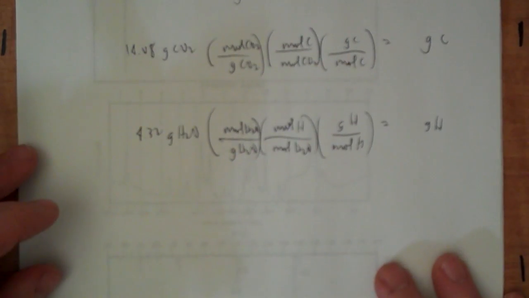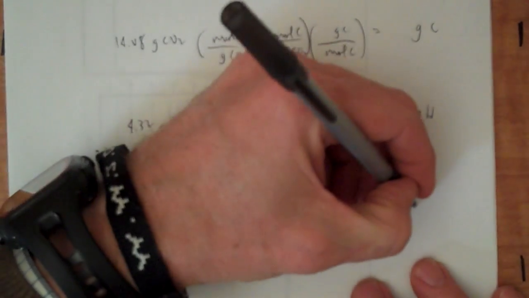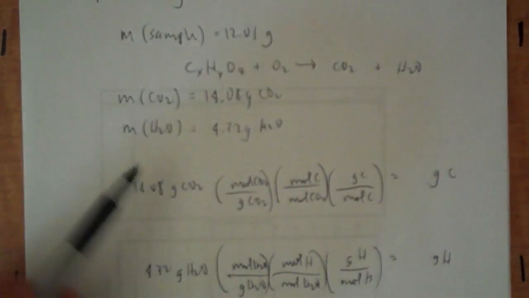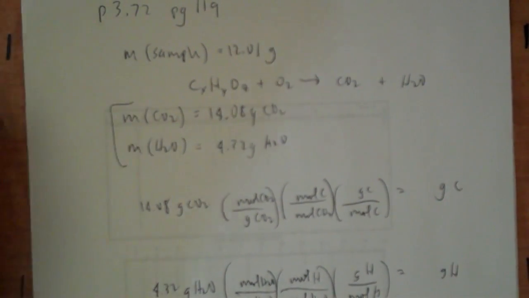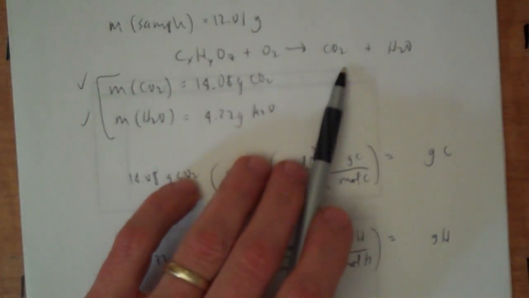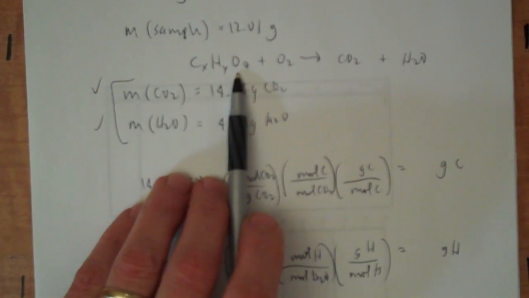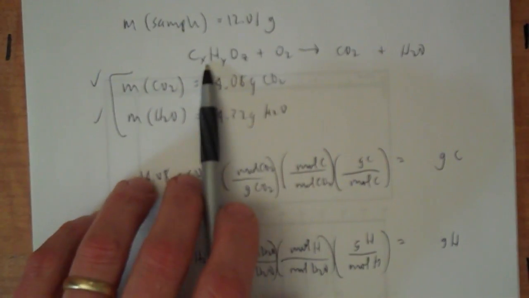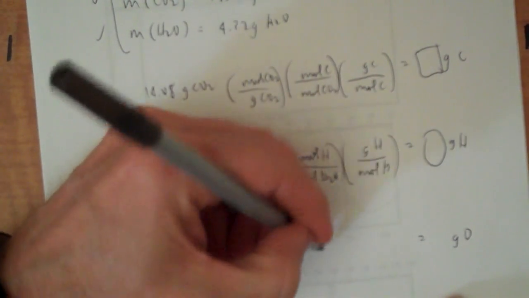Okay, so now that I've got that, I'm going to find my grams of oxygen. Right now, you can't just do that, because we already took care of those two. We don't have a way of finding how much oxygen comes from here, but we do know that this thing only has carbon, hydrogen, and oxygen in it. And so this is going to be 12.01 grams minus the carbon minus the hydrogen.